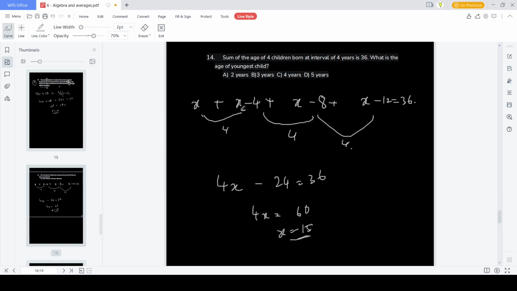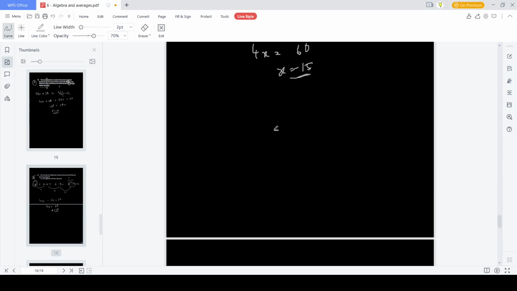So the eldest guy is 15 years old. The youngest guy is how many years old? 15 minus 12, which is nothing but 3. The youngest child is 3 years old.